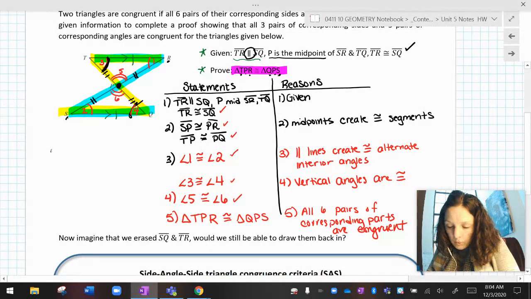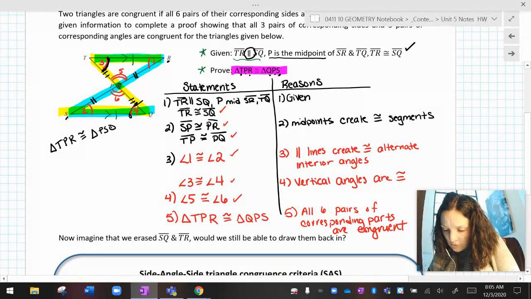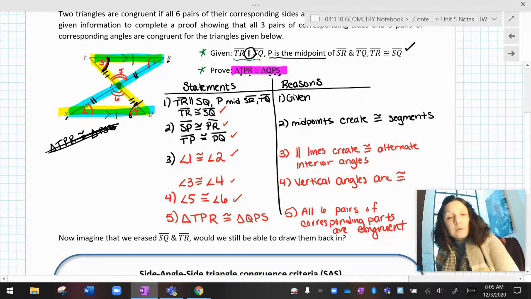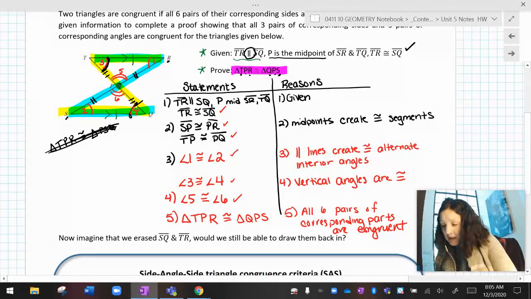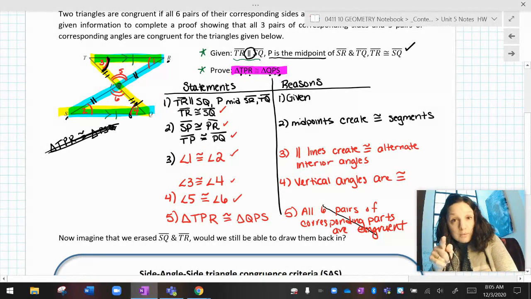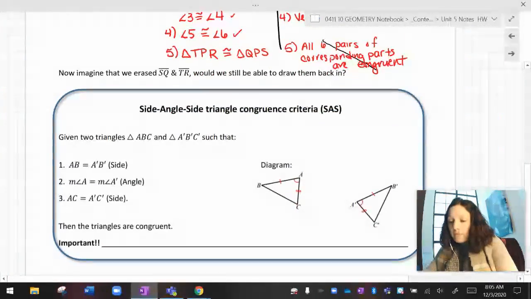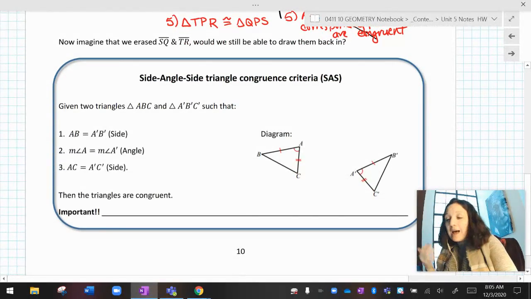Okay, if we had written that TPR was congruent to triangle PSQ, that would be wrong. You can't write it that way. You have to go in the correct order. Now, here's the thing. The whole point of this lesson was actually to say that we never need to use this reason number 5 again. There's nothing wrong with it, but there's a shortcut, okay?